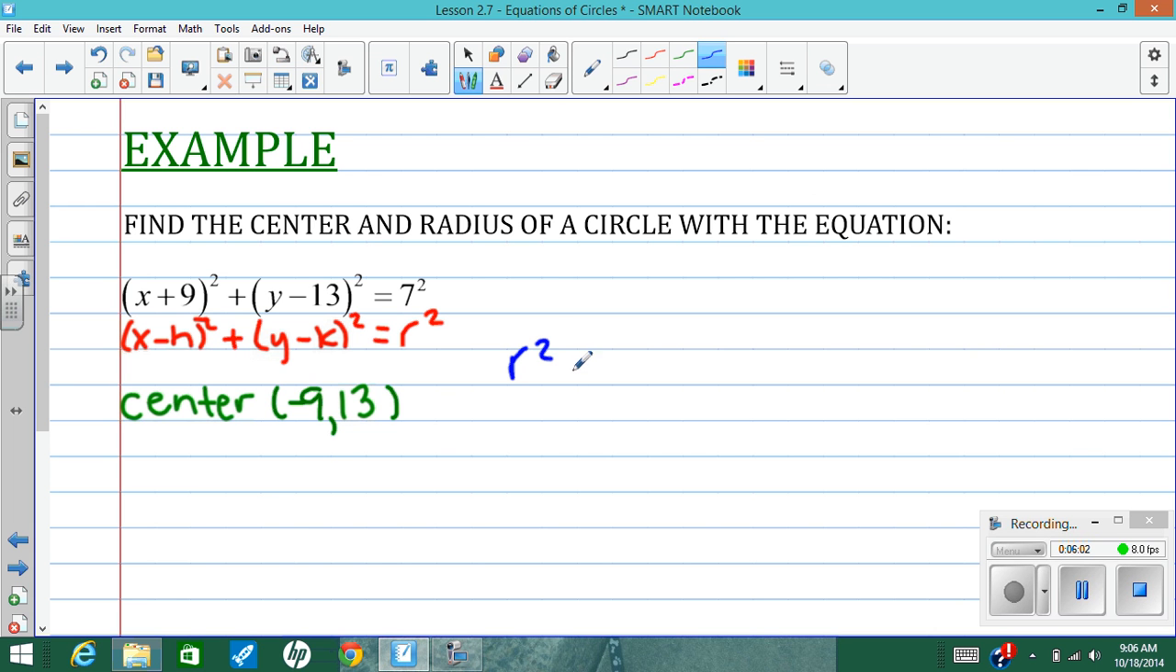I can write a quick equation to find the radius. R squared equals 7 squared. I can square root both sides, and I get that r is equal to 7. So this circle is centered at negative 9, 13, and has a radius of 7 units.